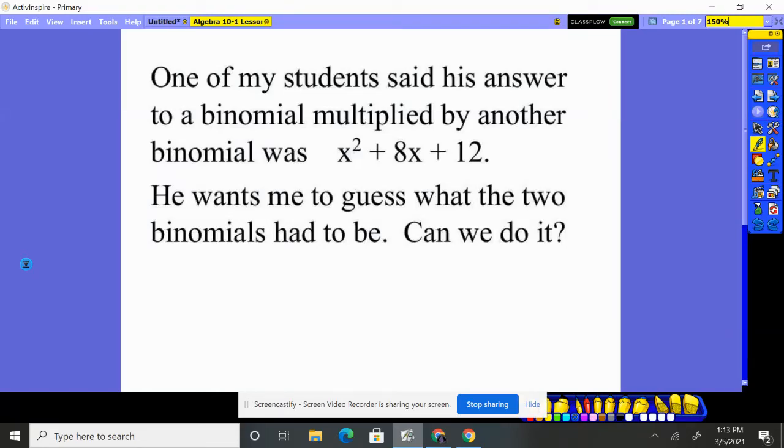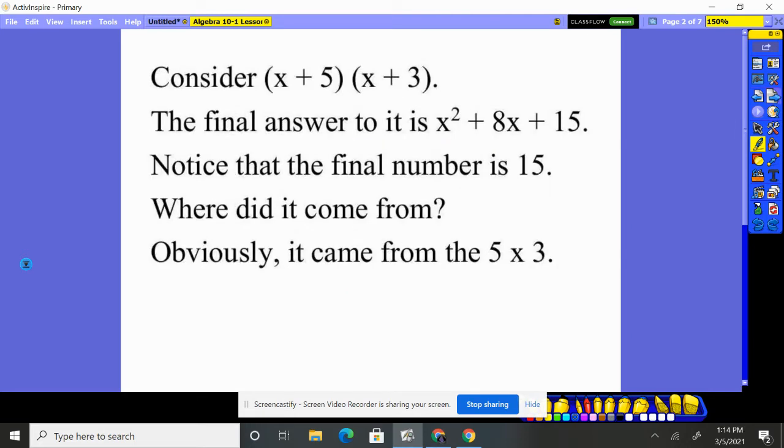So one of my students said his answer to this binomial multiplied by another was x squared plus 8x plus 12. And he said, "Hey, I bet you can't figure it out, Mr. Hickam. You can't figure out what binomials I multiplied together." In other words, did he do x plus what times x plus what to give him that answer?